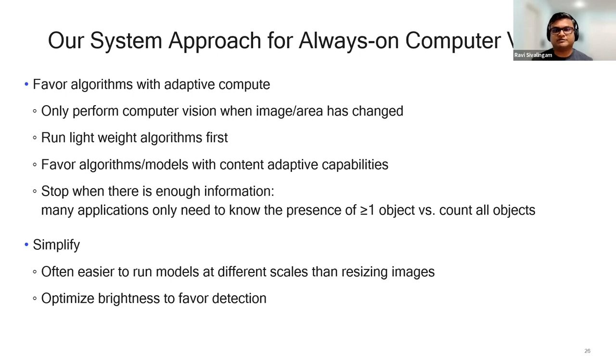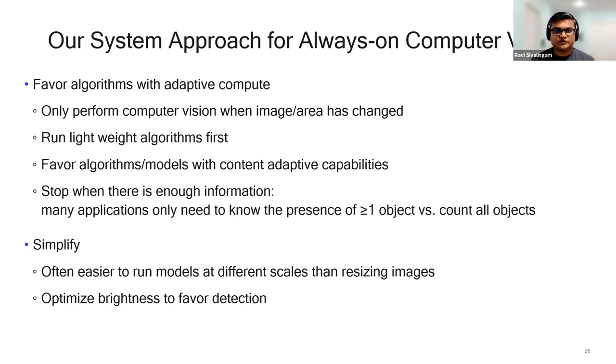However, we favor algorithms that have adaptive compute, where only interesting parts of the image are processed further, and less interesting or unchanged parts of the image over time are not processed as much. They're processed with lightweight algorithms first and then ignored. The more complex later parts of the algorithms are run only on the regions of the image that have changed, or on frames that have changed.